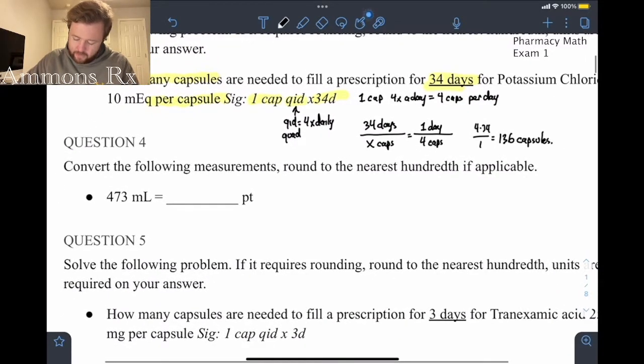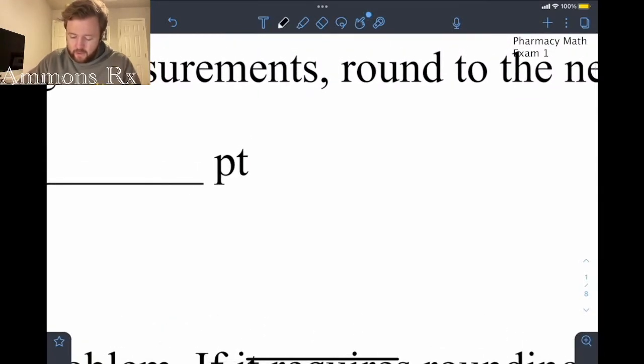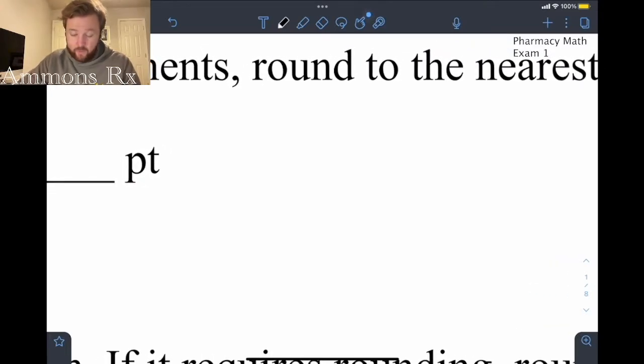Convert the following measurements around to the nearest hundredth if applicable. So, off the top of my head, I currently already know that 473 mils is a pint. How do I know that? Well, it's just memorization. But I'll show you if you want to know. So, I'm just going to go ahead and draw the gallon man just once on this review because you will need to know it. Okay. So, we have our gallon man.